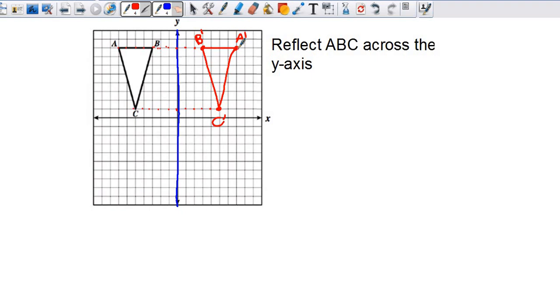You'll notice that the B's have to be closer to each other in this because of the reflection. If it wasn't written that way, it would have been a slide or a translation, all right?